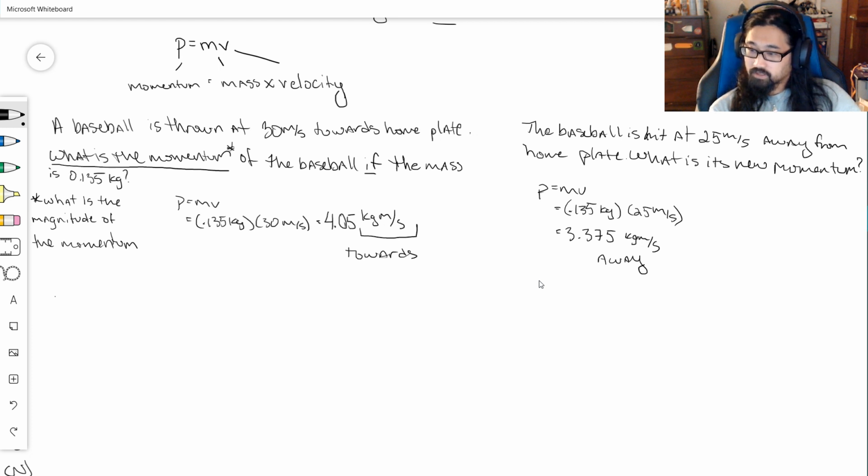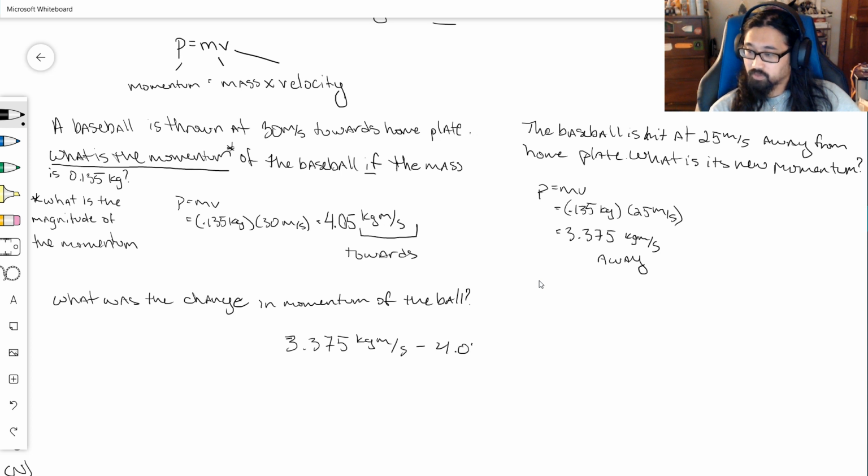questions. And they might ask, what was the change in momentum of the ball? And you might be tempted to, well, do final minus initial, right? So you might do 3.375 minus 4.05, and that equals 0.675 kilogram meters per second. And this is actually not correct.